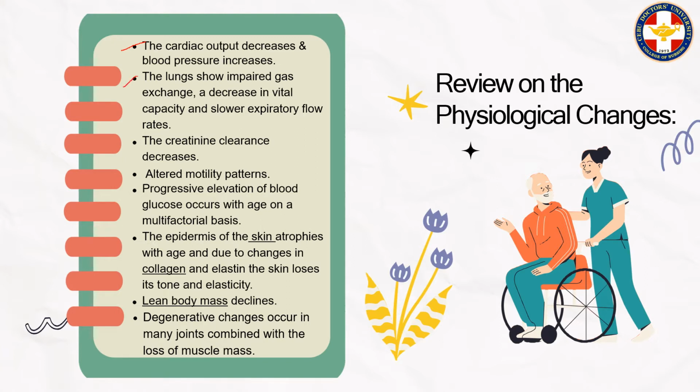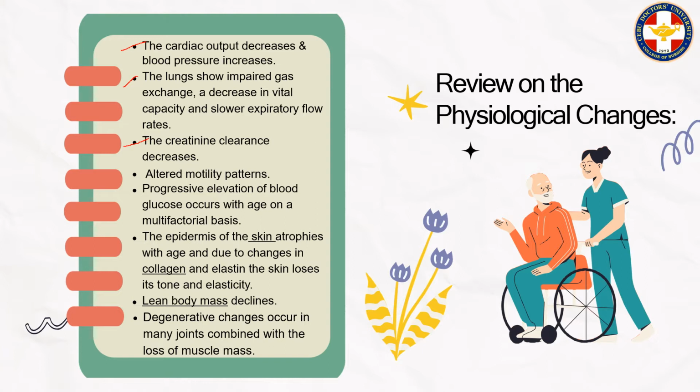The lungs may also show impaired gas exchange, a decrease in vital capacity, and slower expiratory flow rates. The creatinine clearance decreases with age, although the serum creatinine level remains relatively constant due to a proportionate age-related decrease in creatinine production.